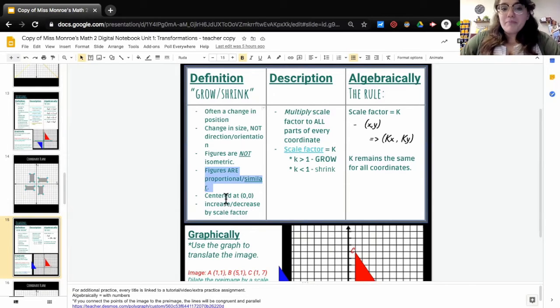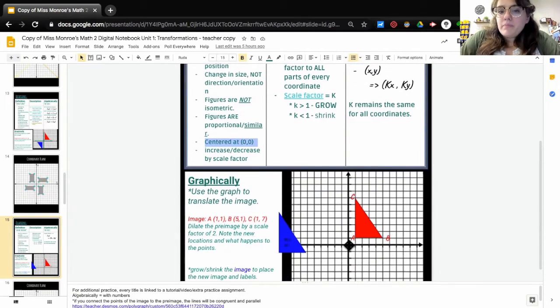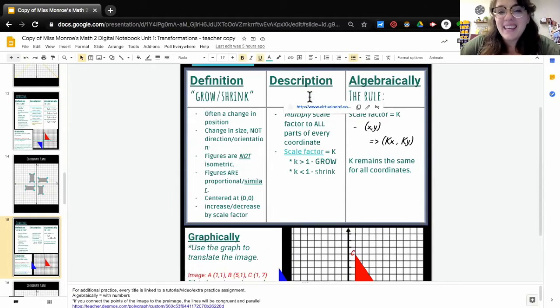So now we are looking at, it is centered at 0, 0. That is kind of the point that we go back to kind of make our big lines. It'll make sense in a little bit. And then it increases or decreases by a scale factor. That is what I talked about earlier. That is that key number that we're multiplying by.